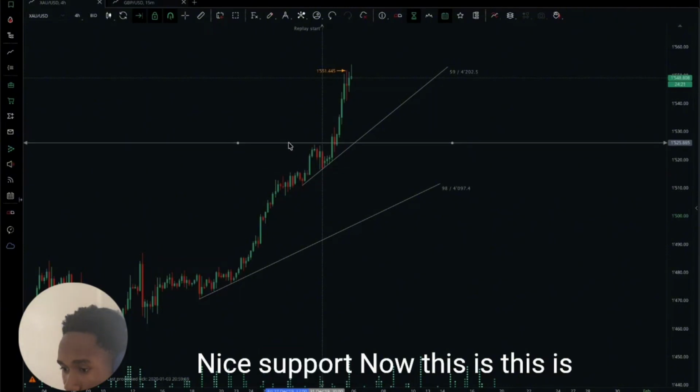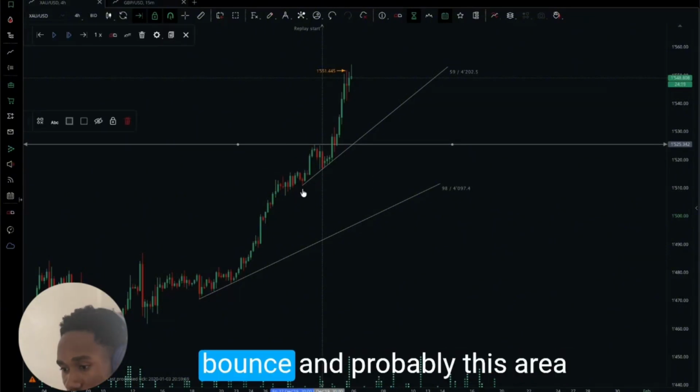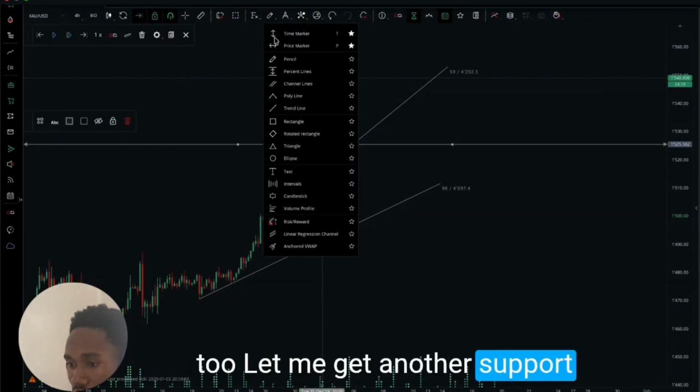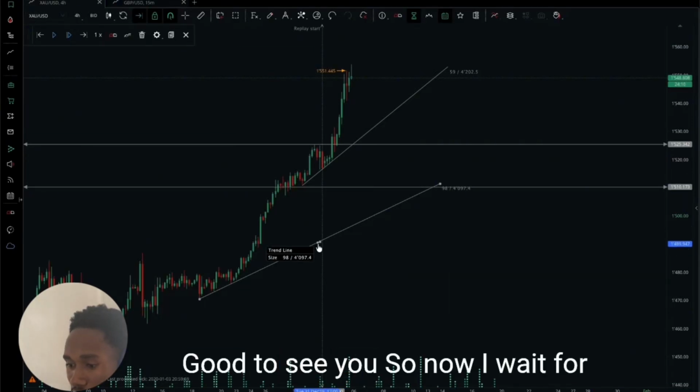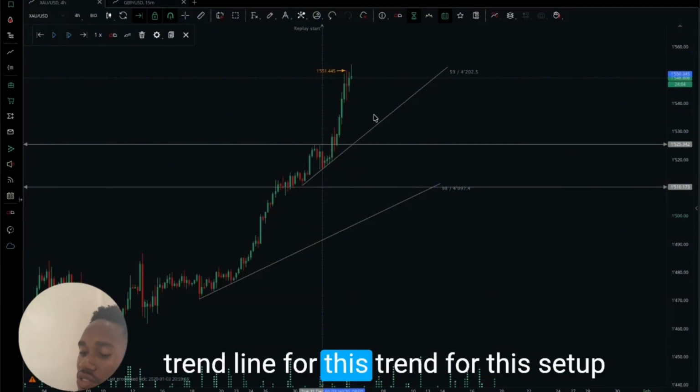Then my support. This is an area where the market can bounce out. Probably this area too. Let me get to another support. Definitely, yeah. Alright, so now I wait for this market to come back to this trend line, for this trend, or this.